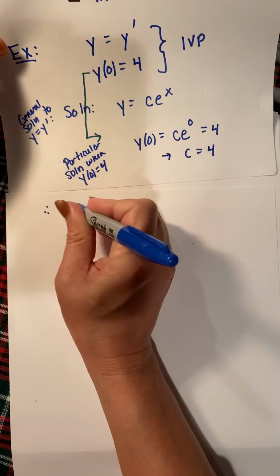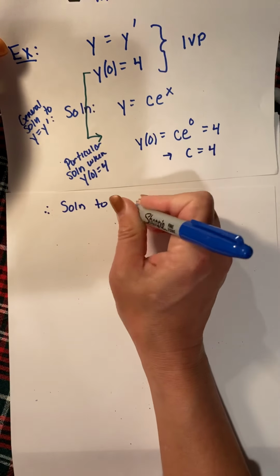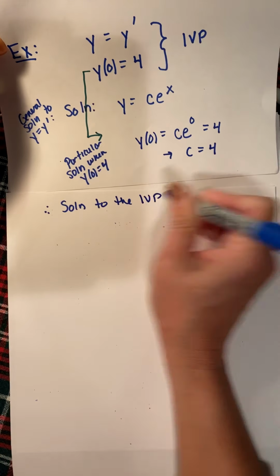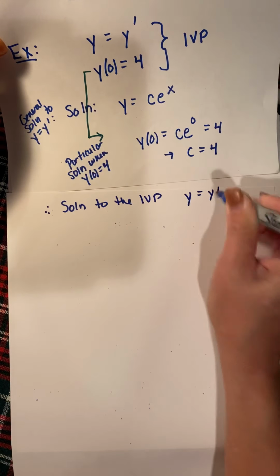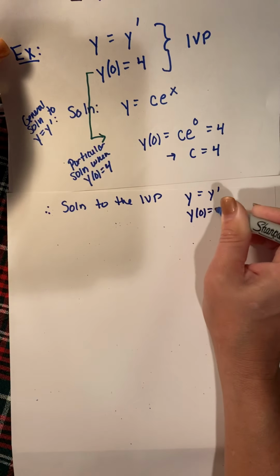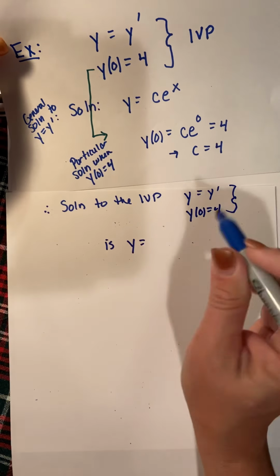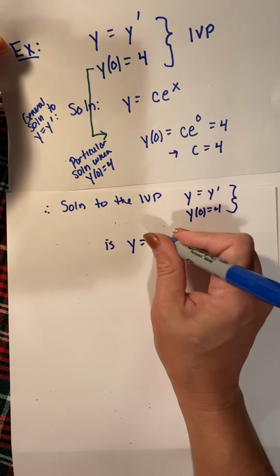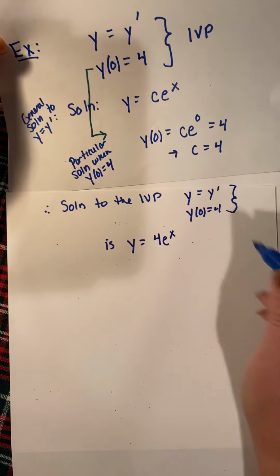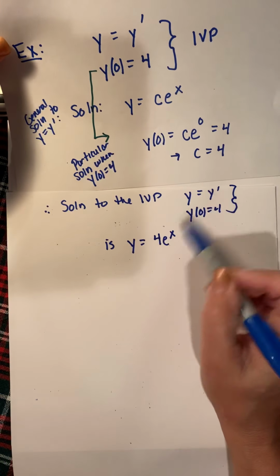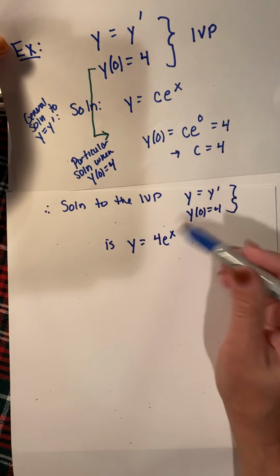Therefore, the solution to the initial value problem, y equals y prime, y of 0 equals 4, is y equals, and we're going to replace c with 4 e to the x. So this satisfies both these conditions. Its derivative is itself, and when we plug in 0, the output is 4.